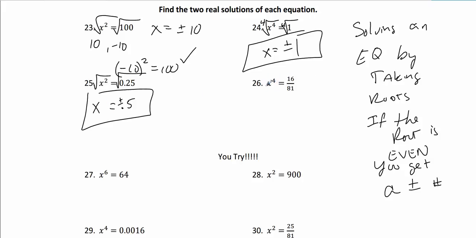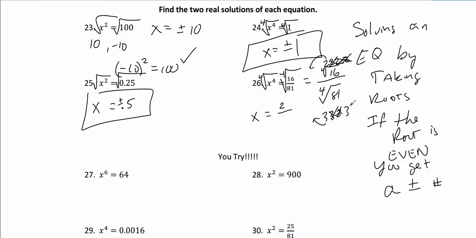Number 26, I'm going to take the fourth root of both of these. That just gives me x equals. Well, let's break up the top. Remember I said we can split these up, so it's the fourth root of 16 over the fourth root of 81. Well, 16, the fourth root is 2, 2, 2, and 2. So I can pop a 2 out, cross everyone else out. So that's just 2 over. And 81 is 3, 3, 3, and 3. So I can take 1 out, cross, cross, cross. So that's just 2/3. Well, what do we forget? Plus and minus 2/3. So x is equal to plus and minus 2/3.